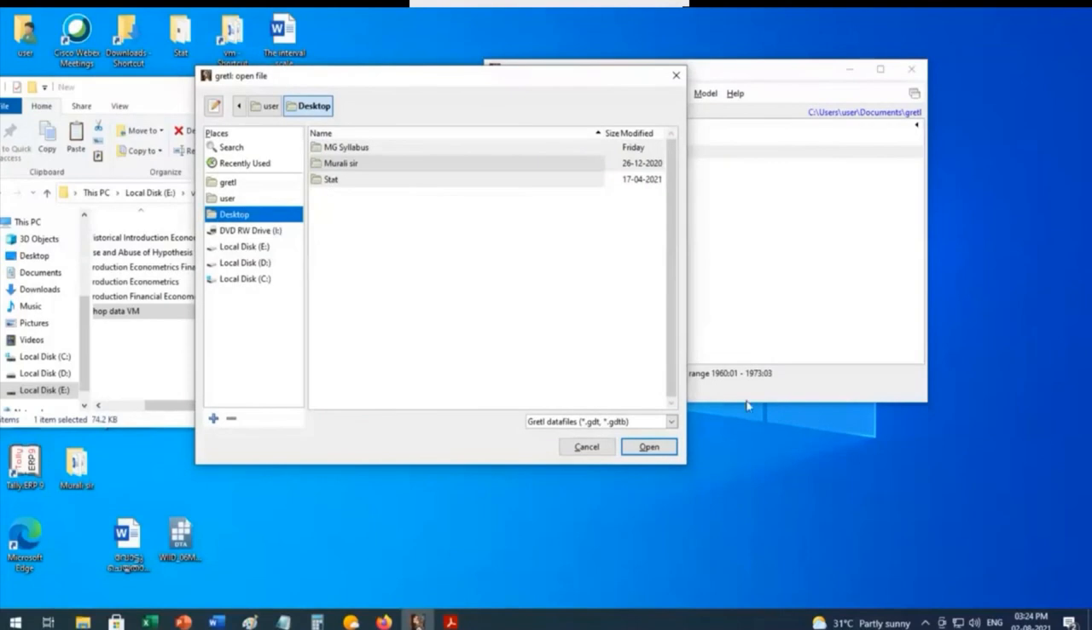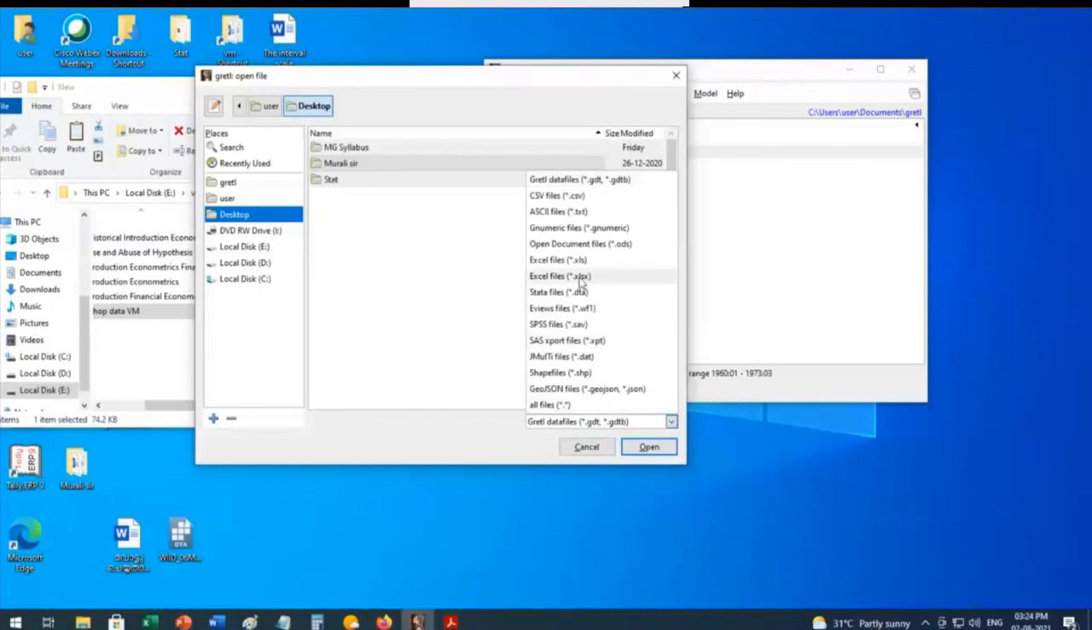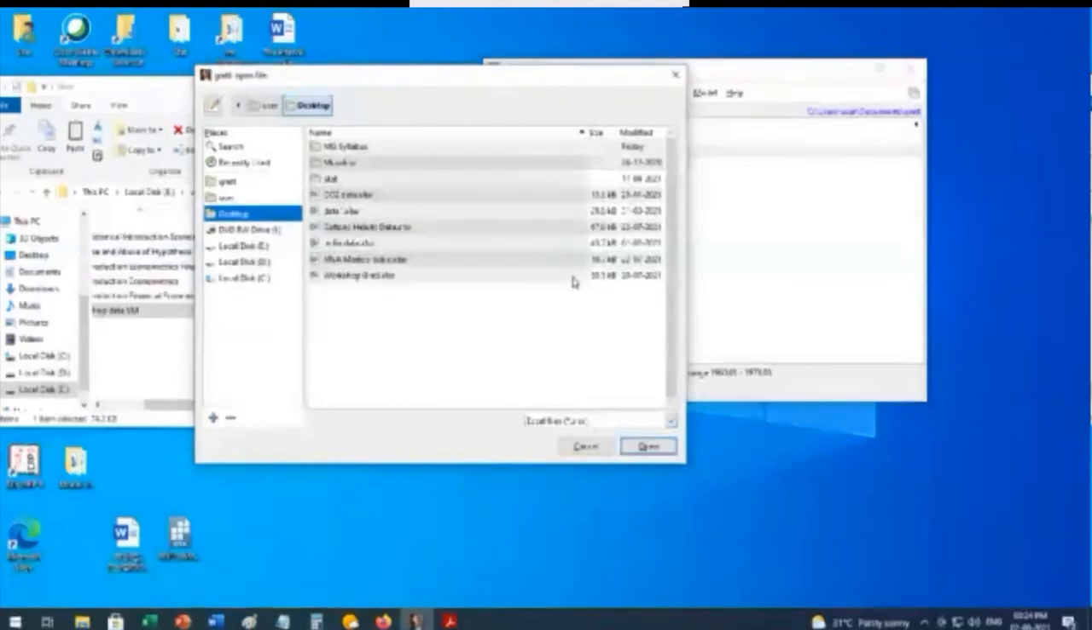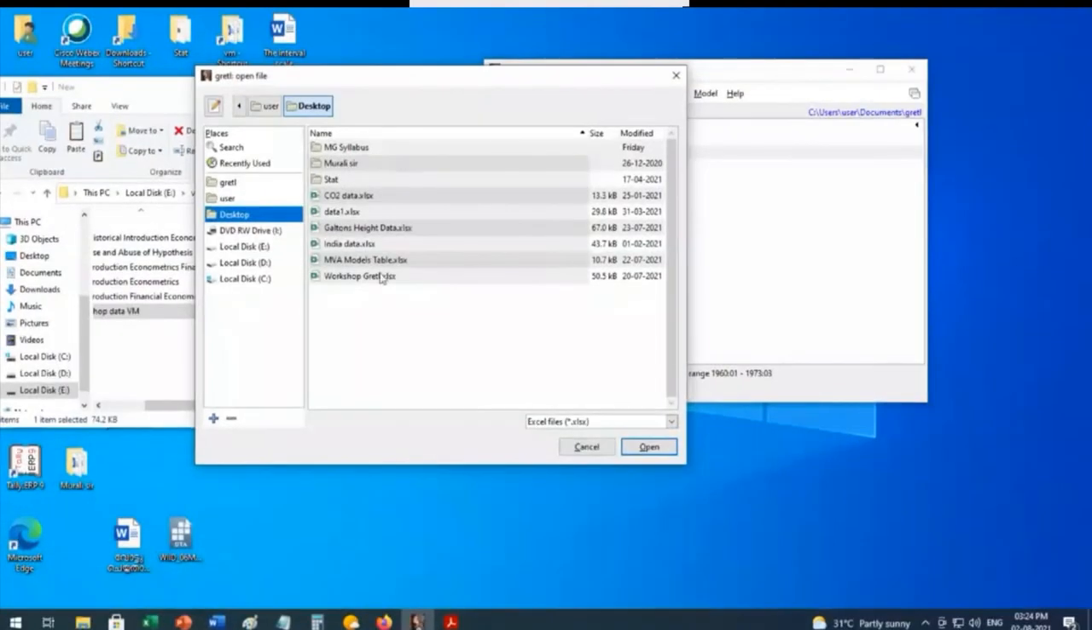Now we have to change this Gretl data files. Say we have Excel files, Excel XLSX. So change it into Excel XLSX. So all the Excel data sheets will be here. The corresponding one we can click and then say open, and then the data will open there. So this is another way of opening, just like any other package.